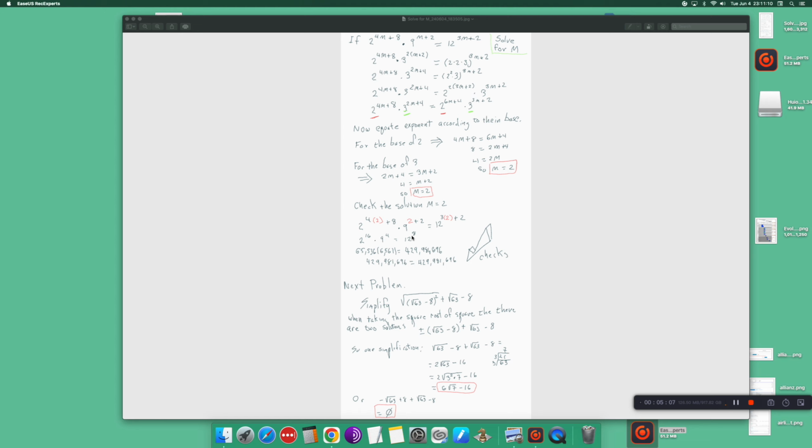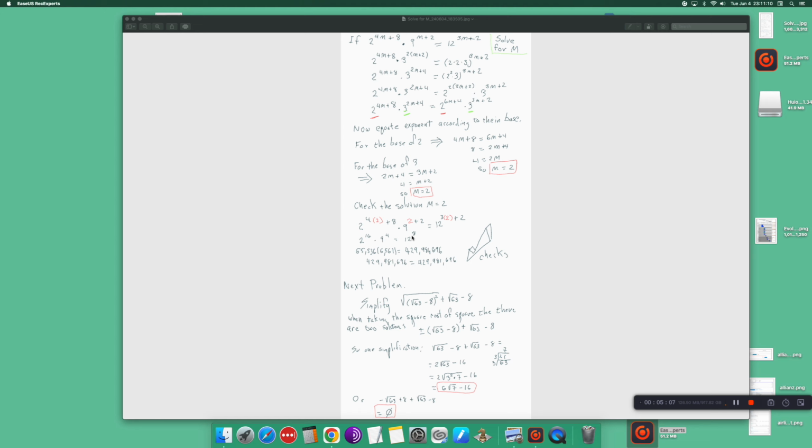This is Eloy Rodriguez again, and we're doing another problem here. This one has to do with exponents. Let's see if we can solve a problem like this. The idea is that if 2 raised to the 4m plus 8 times 9 raised to the m plus 2 is equal to 12 raised to the 3m plus 2, how could we solve for m?